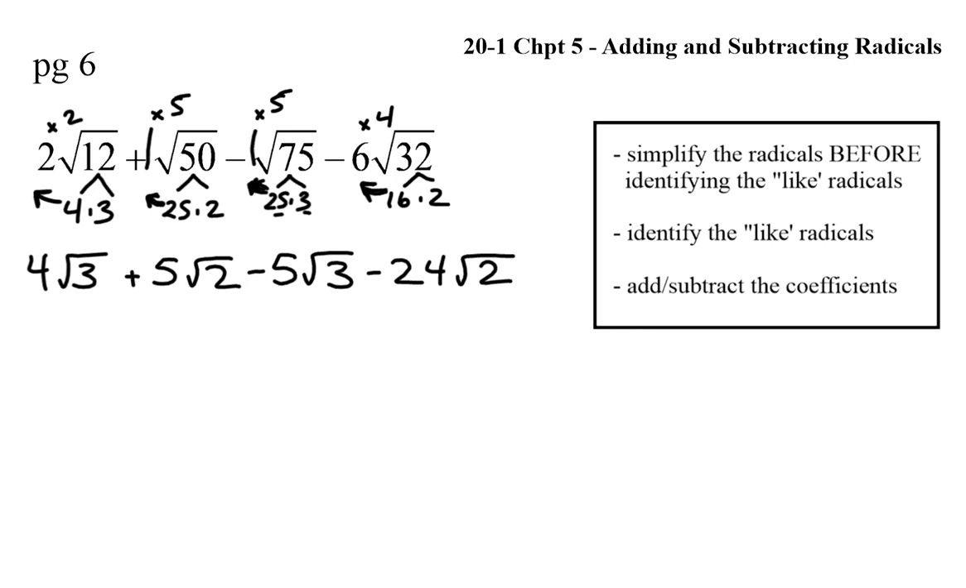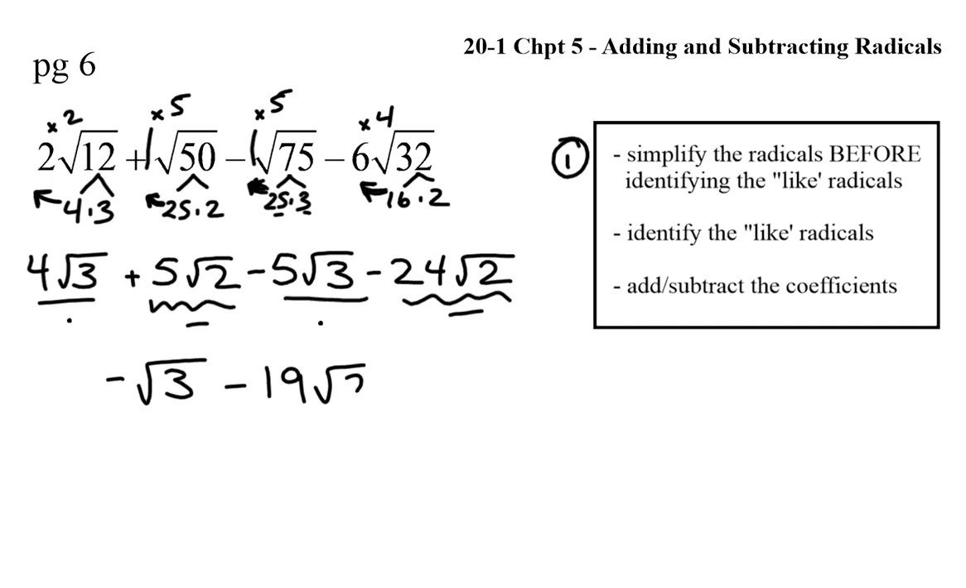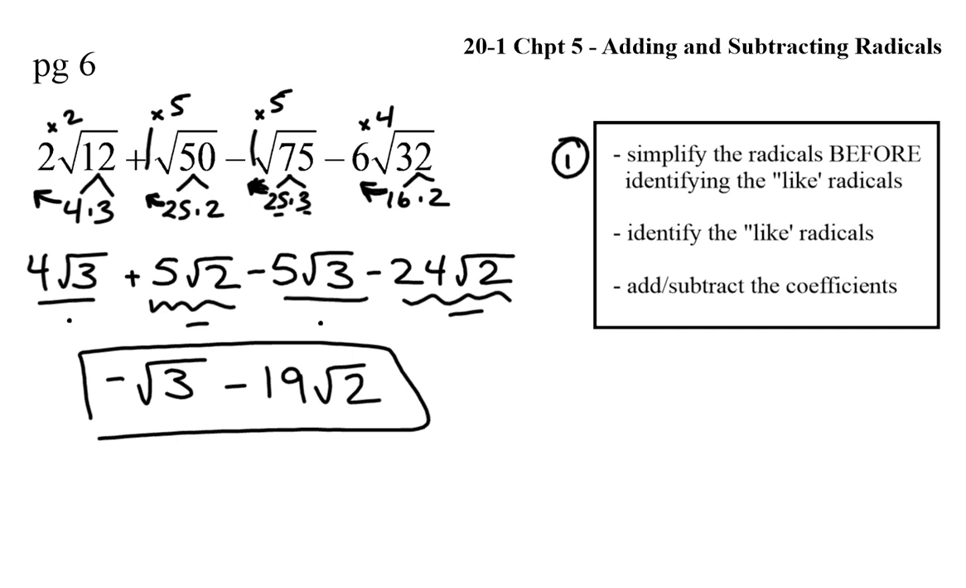If you can simplify, you're off to the races, because we can now, after simplifying, see that we have some like radicals that can be combined. 4 root 3's and -5 root 3's is a -1 or just -root 3. 5 root 2 and -24 root 2 leaves us with -19 root 2. There's the combination of those 4 radicals being put together.